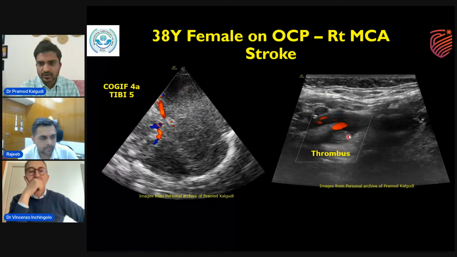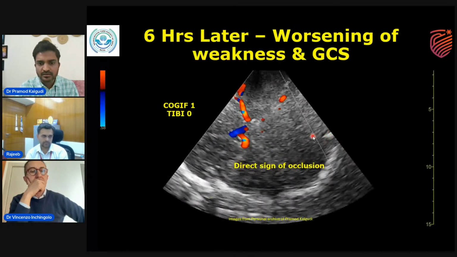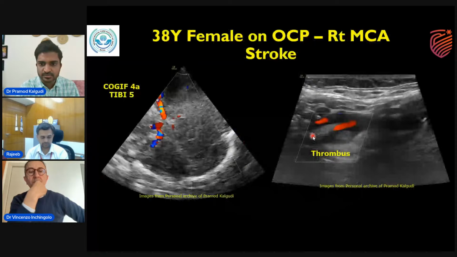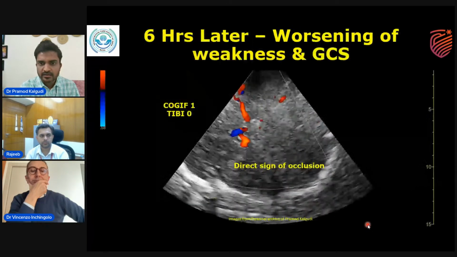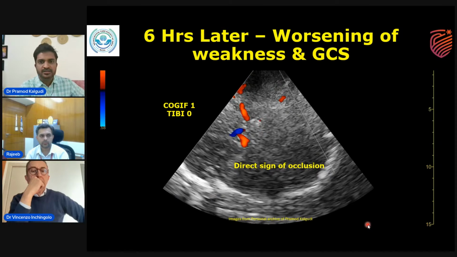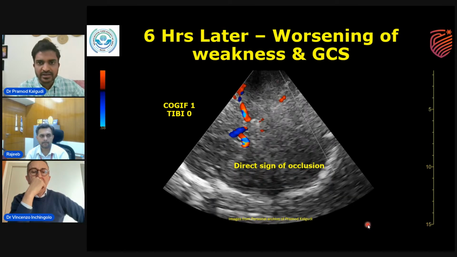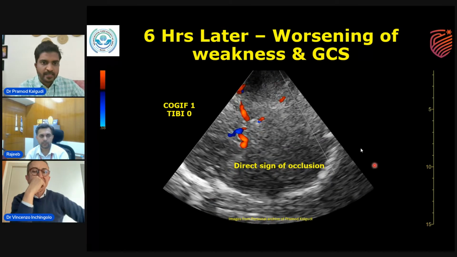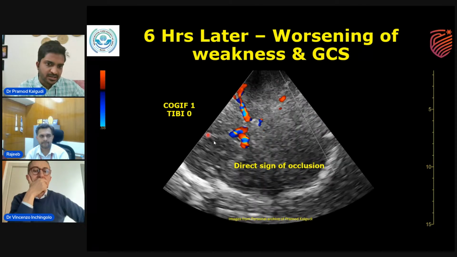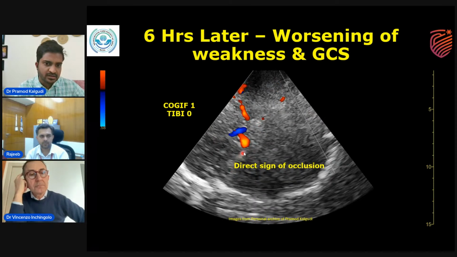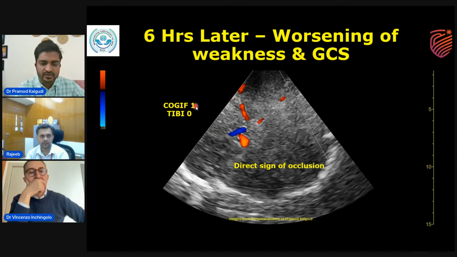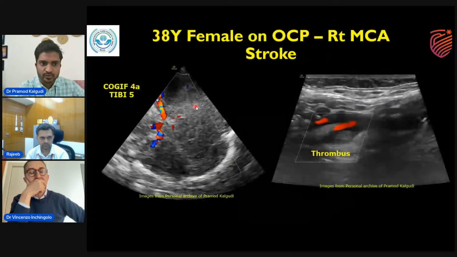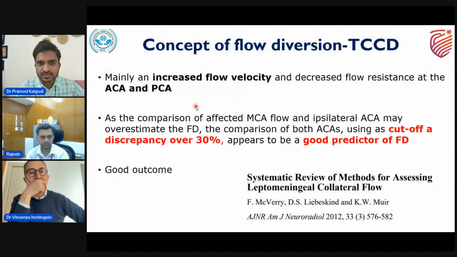When we looked at the neck Doppler, there was a dynamic plaque in this patient, a dynamic thrombus. And eventually, 6 hours later, the patient complained of worsening weakness and the GCS dropped. When we did the TCCD, we could not visualize the MCAs anywhere beyond this point. So she dropped her COGIF grading to 1 straight away from 4A. So that's a worsening of an infarct or a stroke.